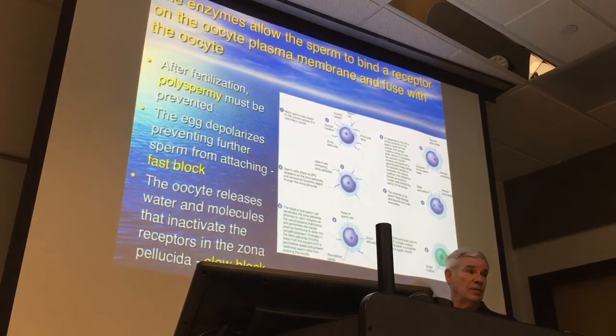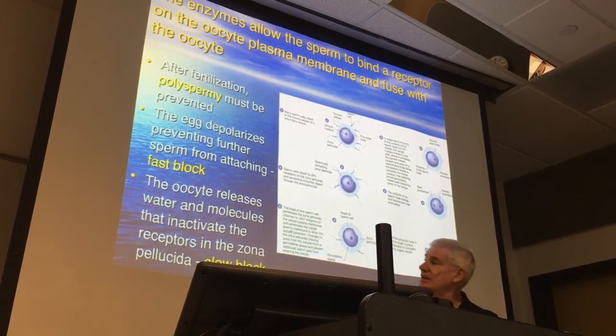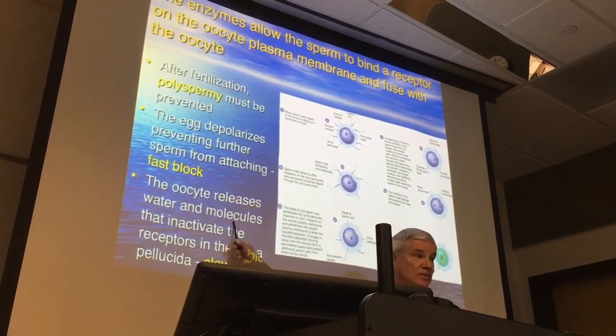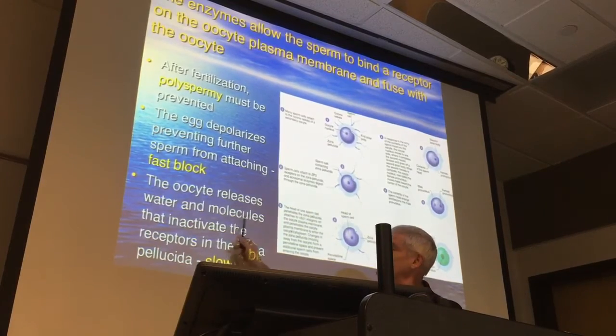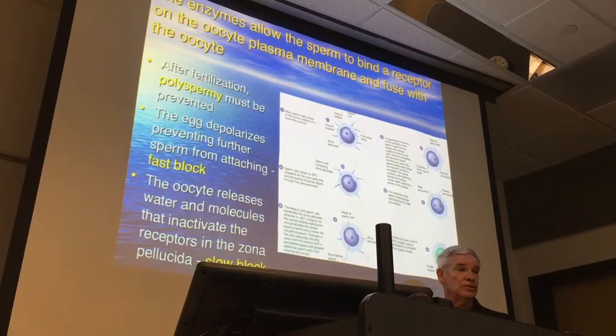It's very important. The slow block is through water and molecules? They release water, and it's mostly molecules. They release some water and molecules that inactivate the receptor in the zona pellucida that I talked about on the previous slide.